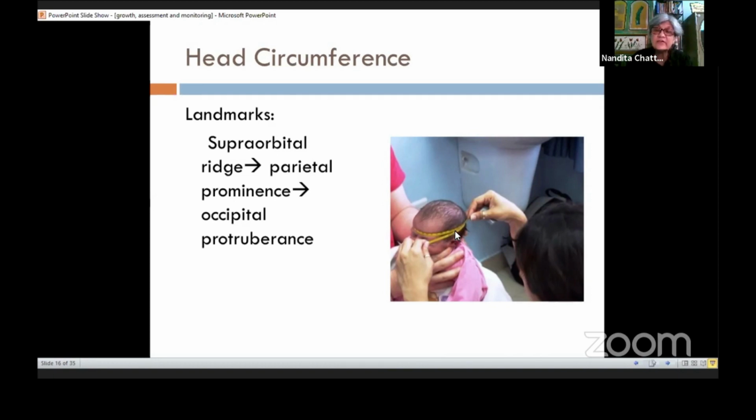See, if here there is 5 and if here there is 50, then the measure will be 50 minus 5, 45. This is something you need to practice. And what are the points that we go over? We go over the supraorbital ridge, then the parietal prominence, and finally the occipital protuberance. These are the 3 points that we need to touch.